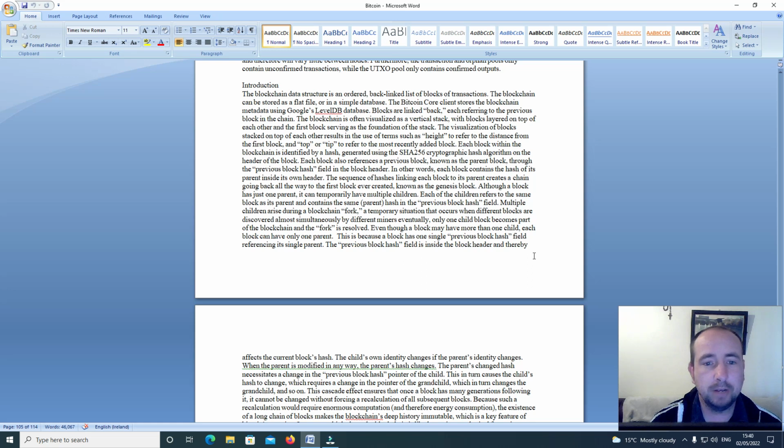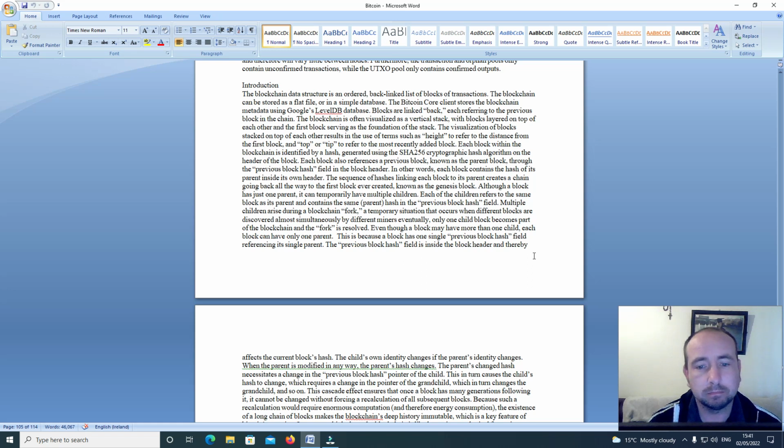The blockchain is often visualized as a vertical stack with blocks layered on top of each other and the first block serving as the foundation of the stack. The visualization of blocks stacked on top of each other results in the use of terms such as height, to refer to the distance from the first block, and top or tip, to refer to the most recently added block.